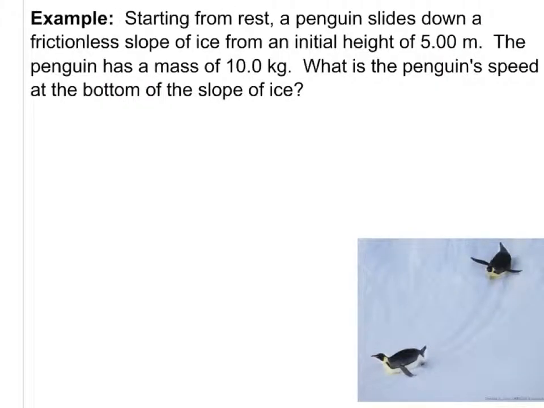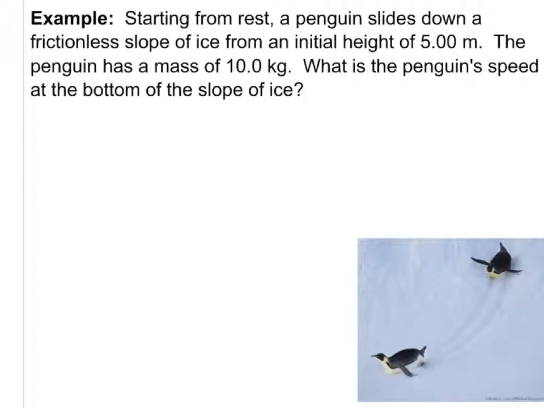So let's try a little practice problem here. Say we have some penguins, and we have a penguin here starting at rest, and he slides down a frictionless slope of ice. How about this penguin? He was first down. Starts at the top, slides down to the bottom of a frictionless slope. The slope has an initial height of 5 meters. Penguin has a mass of 10 kilograms. And what is the penguin's speed at the bottom of the slope of ice?